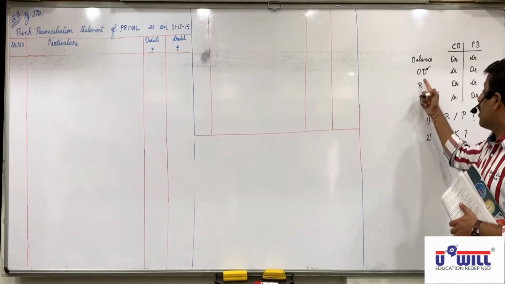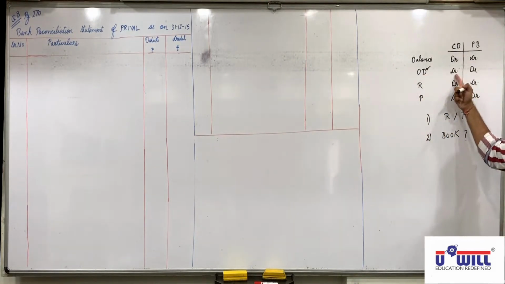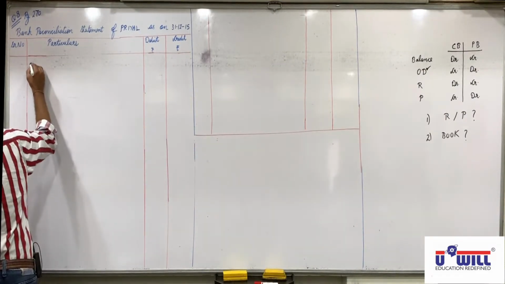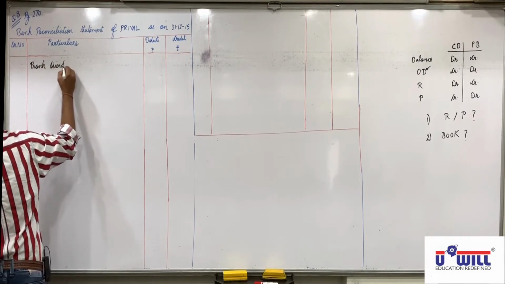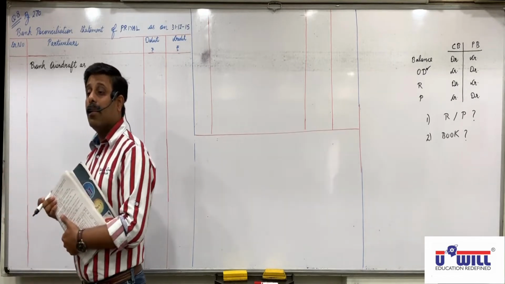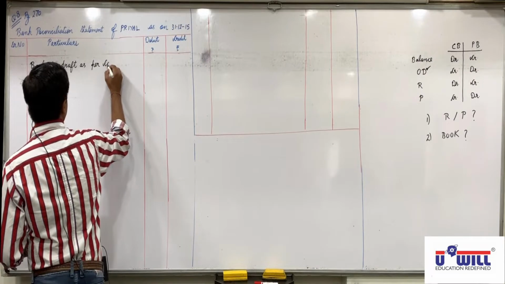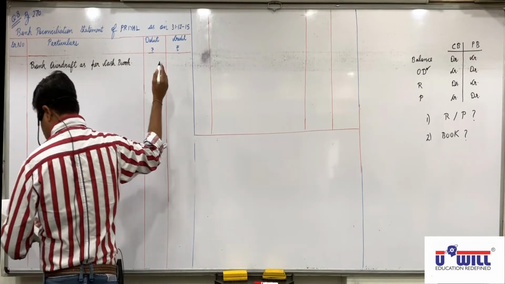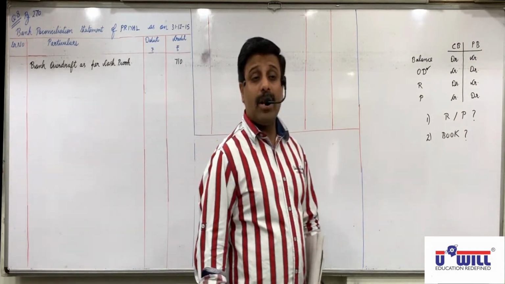Now see here, bank overdraft as per cash book, we will write down on the credit side. Did everyone understand this? So write down bank overdraft as per cash book on the credit side, 710. Raise your hand who is not clear with it.